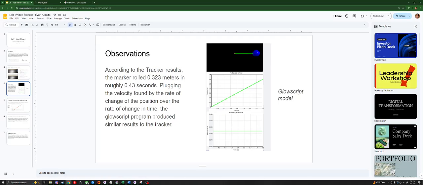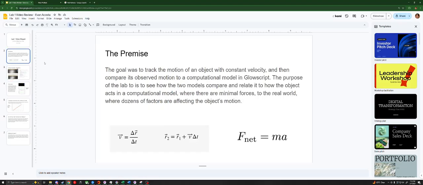I used the Tracker results to determine how far the marker rolled, which was 0.323 meters in roughly half a second, or 0.43 seconds, and then used that to find an average velocity that I plugged into the computational model, which gave me this velocity right here, and this position and position change. So already this is using some of the equations and formulas that we've learned in class.